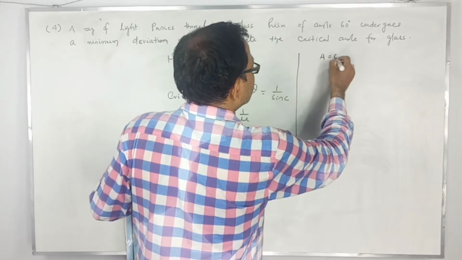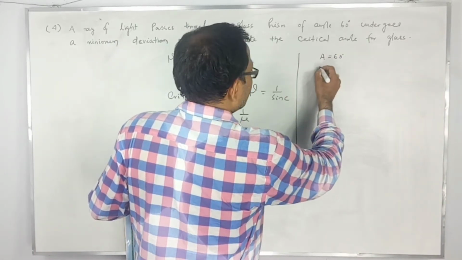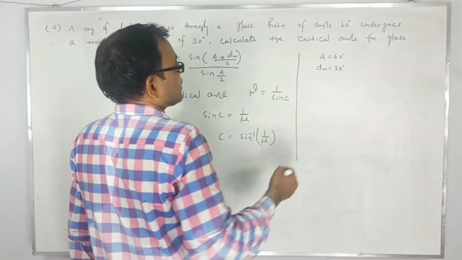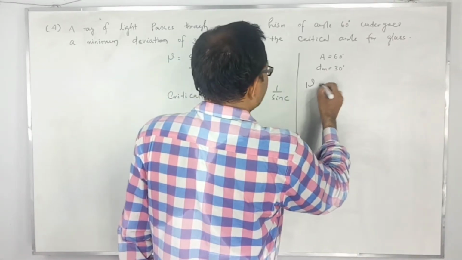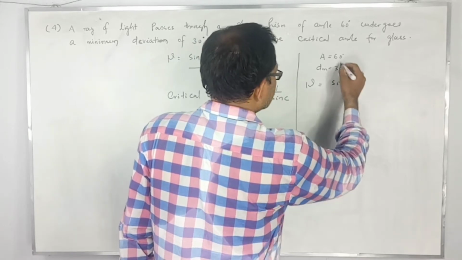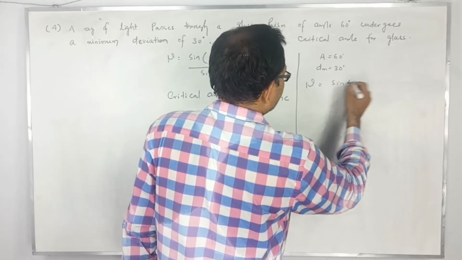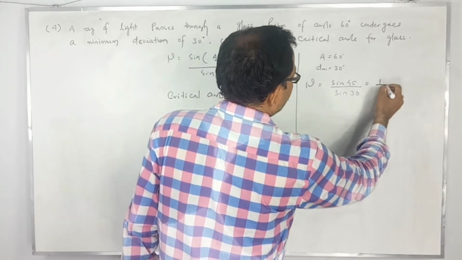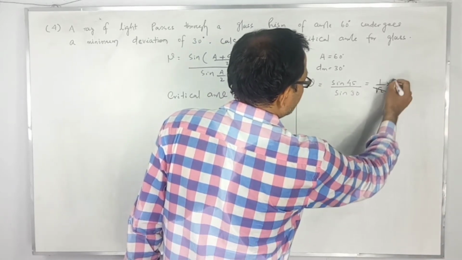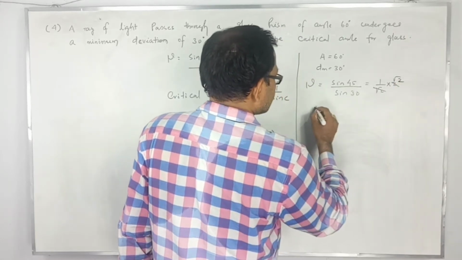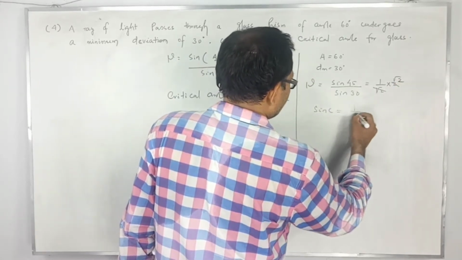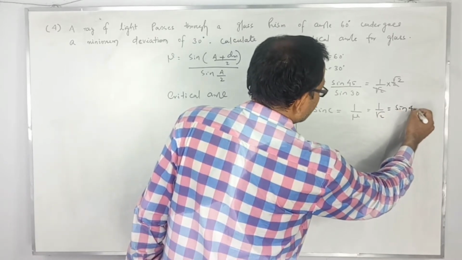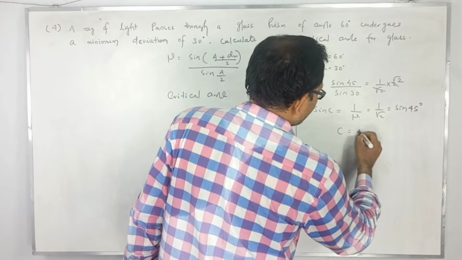A equal to 60 degree. Minimum deviation, that is Dm, which is given 30 degree. Then formula is mu is equal to sine of (A plus Dm) by 2. 60 plus 30, 90 by 2, it is 45, divided by sine 60 by 2, that is sine 30. So 1 by root 2 by 1 by 2, it is root 2. So mu equal to 1 by sine C. So sine C is equal to 1 upon mu. So 1 upon root 2 is equal to sine 45 degree, therefore C is equal to 45 degree.